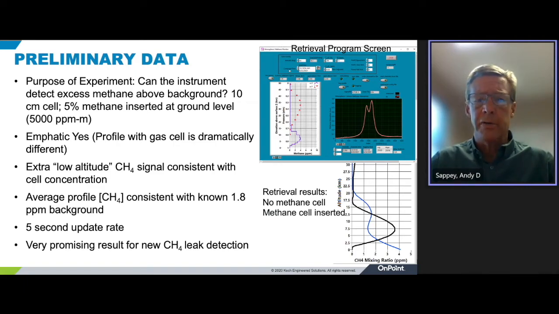A couple other things that are important: we get all this information in about 5 seconds. And overall, this is a very, very promising result for developing this novel methane leak detection method. And I think I'll conclude there.